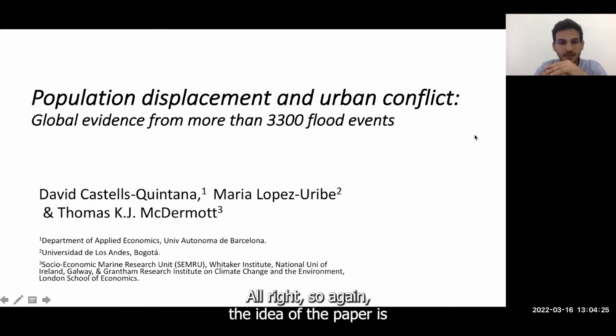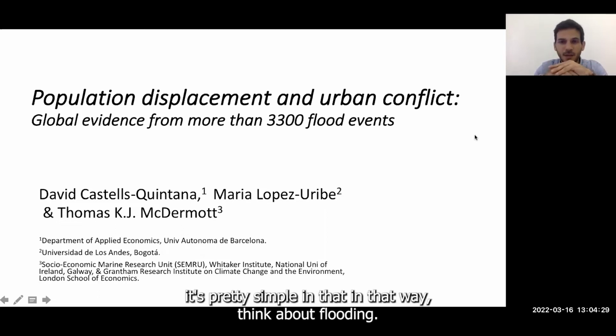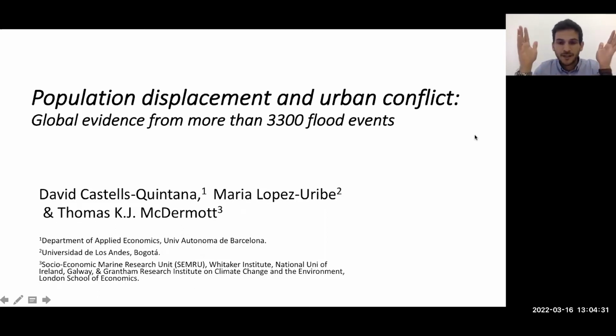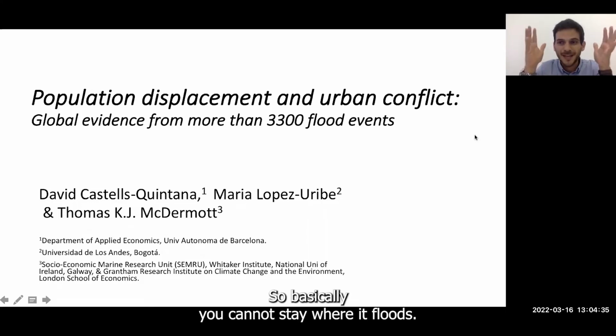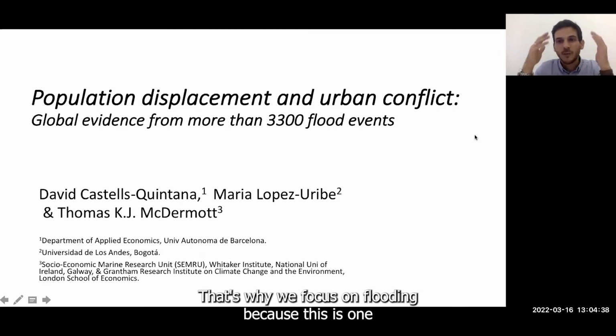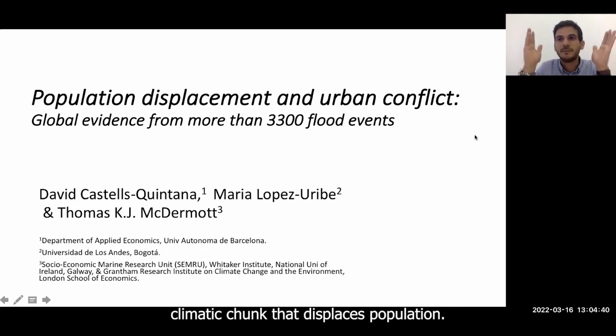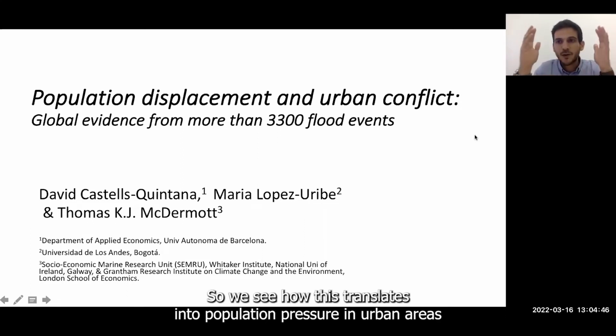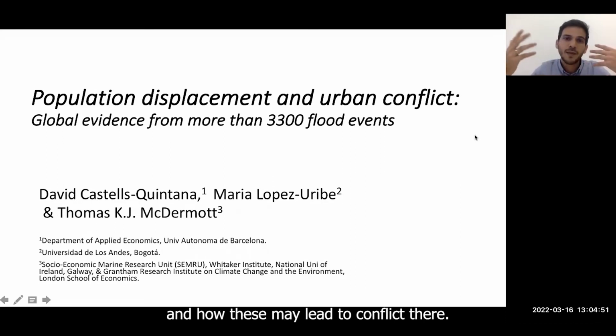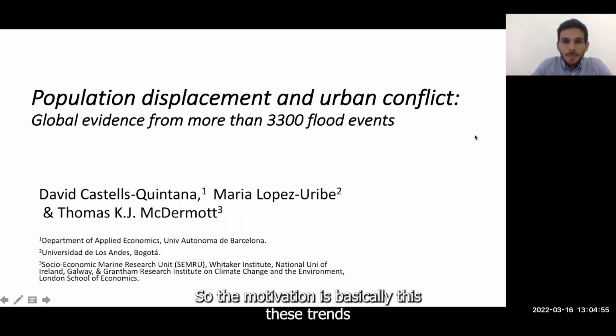All right. So again, the idea of the paper is pretty simple in that way. Think about flooding. We're going to be looking at major flooding. So basically, you cannot stay where it floods. That's why we focus on flooding, because it's one climatic shock that displaces population. We know people will have to move. And again, we see how this translates into population pressure in urban areas and how this may lead to conflict there, all right?